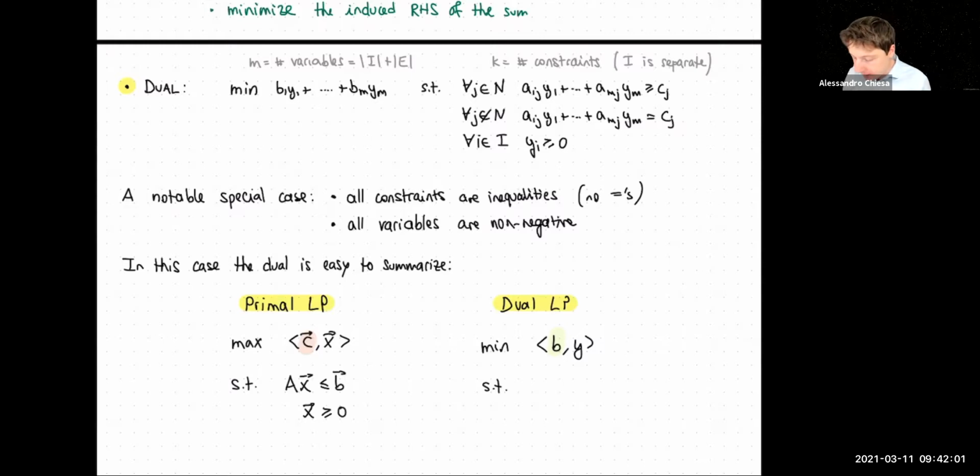Then the dual is going to be, you just take the B and you put it up here. And what you're going to do is minimize the inner product of B and Y, where Y are the new variables. And here write A transpose Y is at least C, and then Y is greater than or equal to 0.